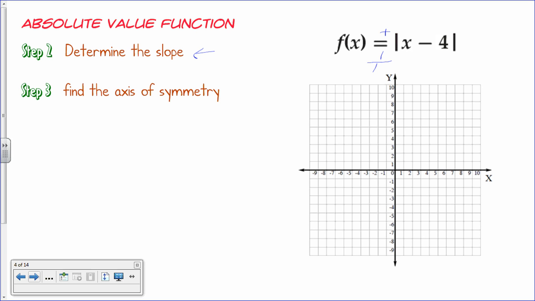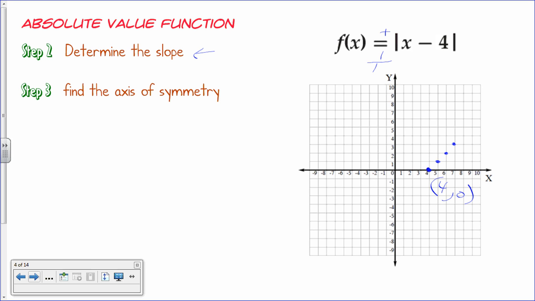So that means I'm going to plot my vertex. Where does my vertex go? Over here, doesn't it? 4 and 0. Is my vertex a maximum or minimum? Minimum. So it means the lowest point. So my slope can go where? Up 1, up 1. Now notice I just have what?